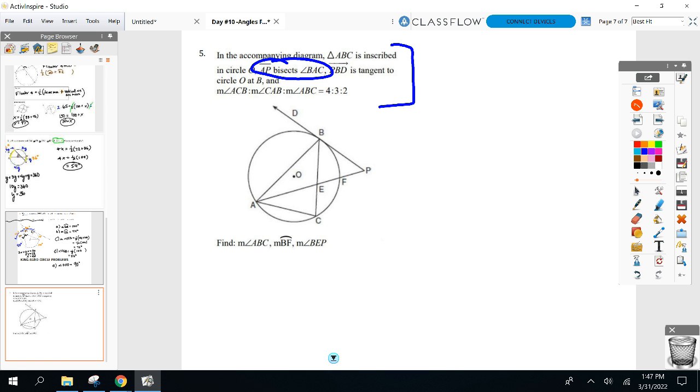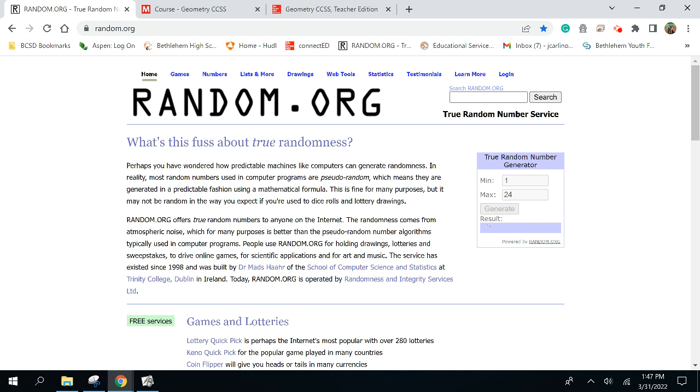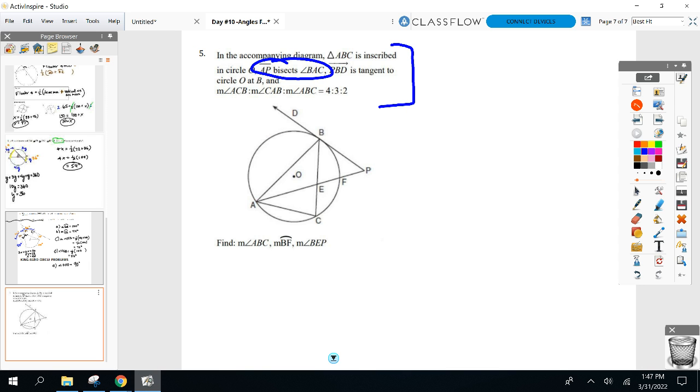Name the two angles that are congruent in my diagram then. If AP bisects BAC, two angles that are congruent. Oh, Griff, what do you think? Which ones? BAE and EAC. Got it. So I'm just going to put my arc marks here to remind me those two angles are congruent. I'm sure it'll come into play.